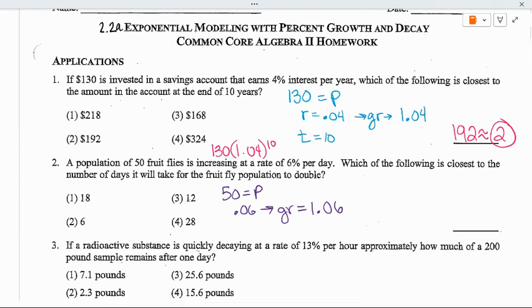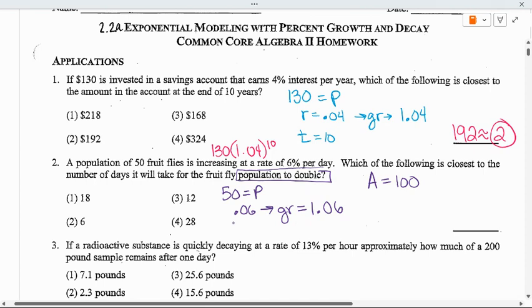So times 1.06. Which of the following is closest? Double. We're waiting for the population to double. So wouldn't you put it, raise it to X and then go to your table? Yes. And when our population doubles, what are we looking for? We're looking for the final amount to be what? About 100. So we just don't know what T is. We're going to just call it X for right now. So let's see. We have 100 equals 50 times 1.06 to the power of X.